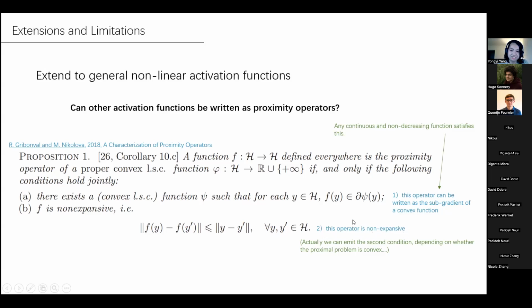It is necessary for the proximal function of this proximal problem to be convex. But if we don't need this convexity, then we don't need the non-expansiveness. So the only necessary condition is that the operator can be written as the subgradient of a convex function. And actually, any continuous and non-decreasing function can be written as this. So many functions we use, like softmax, tanh, ReLU, and leaky ReLU, can be written as proximity operators. So they can all be involved in this framework.